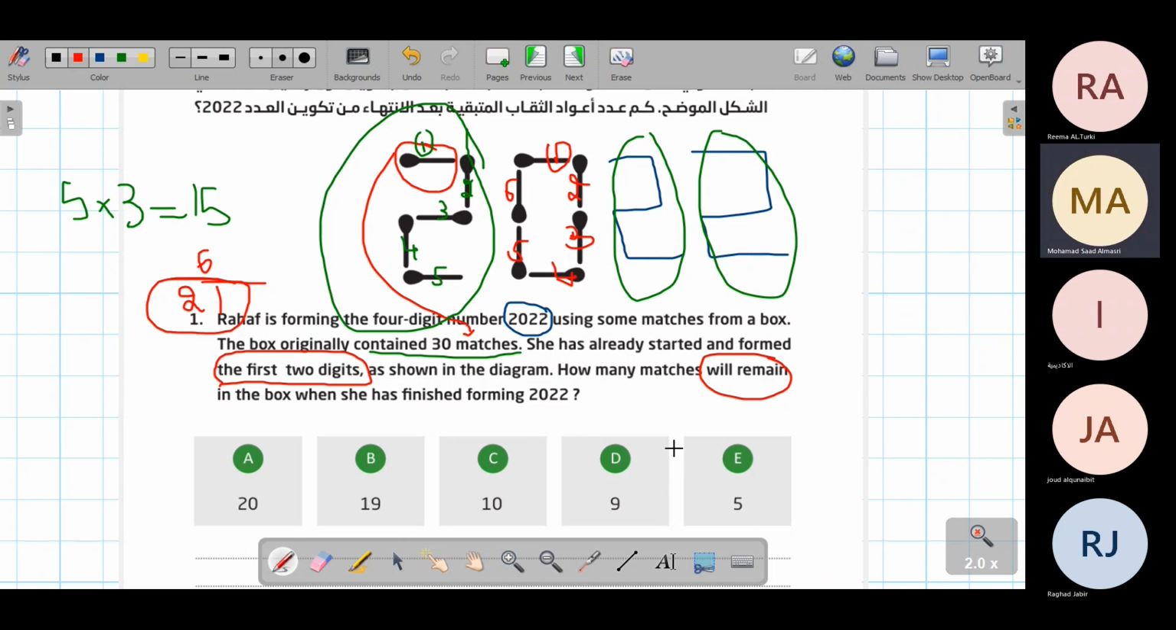Read the questions. When I say read the questions, Yajud, it means the last sentence in the given. The question starts by what? By how many. How many what? How many matches will remain? Remain, not use. So I have 30 matches now.